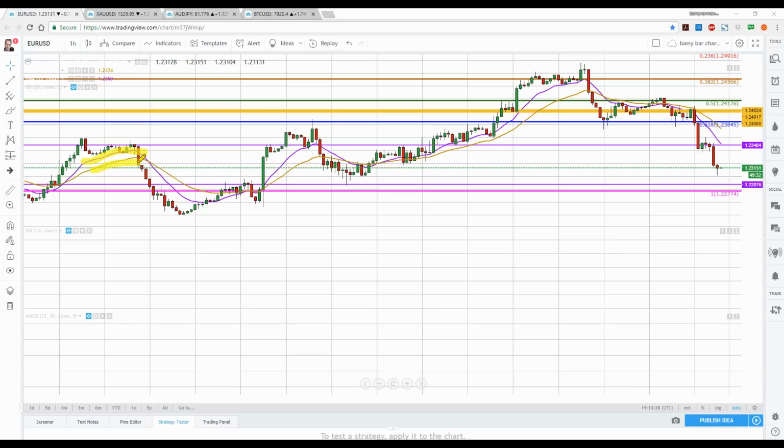This is called moving average crossovers. What a moving average does is take the noise out of the markets. So what's a moving average? It is an average.